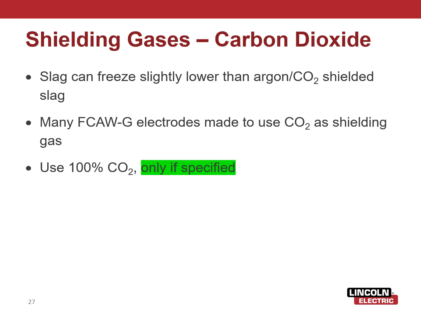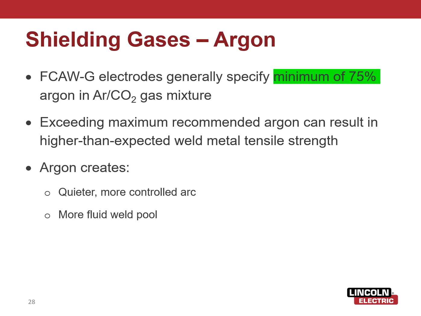So I'm sure a lot of shops kind of ignore that and get away with it just fine, but just know if it's got that C or M, that electrode is meant to be used with 100% CO2 or a mixed gas. So minimum of 75% argon, so that's why we have that range of 75 to 85. Exceeding the maximum recommended argon can result in higher than expected weld metal tensile strength. Okay, so you may be making the tensile strength higher than it should be if you have too much argon.